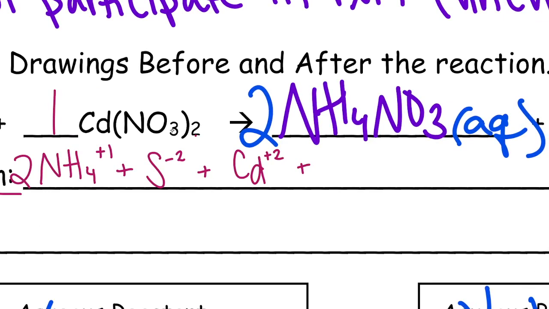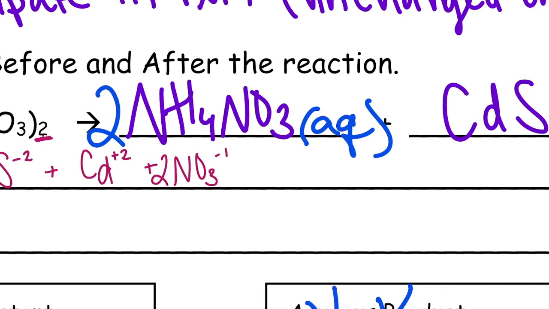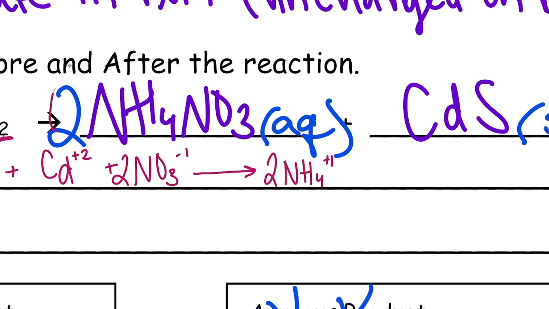That is being added to 2 nitrate ions. I can tell there are 2 of them because of the subscript, so I just convert that into a coefficient. Now I'm on my product side, so I'm going to draw my arrow to show that now I'm on the product side. I have 2 NH4s, so 2 NH4 plus 1 ions. I have 2 NO3s as well.